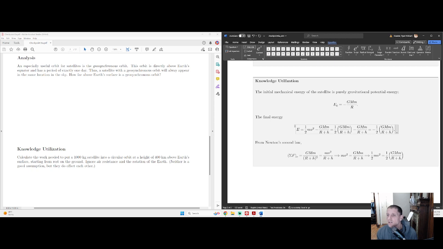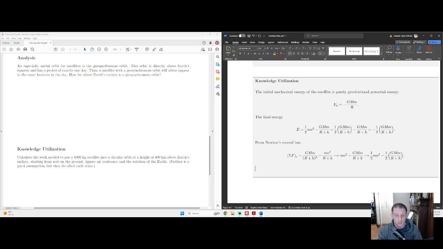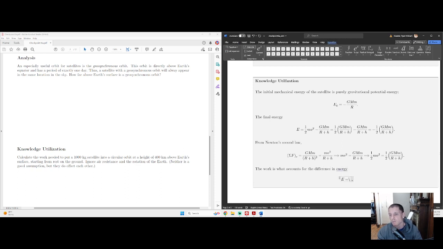And in this situation, I almost forgot what we were doing, but we can say that the work is what accounts for the difference in energy. So we'll say work equals delta E, which is just going to be E minus E naught. It's going to be the final energy minus the initial energy.